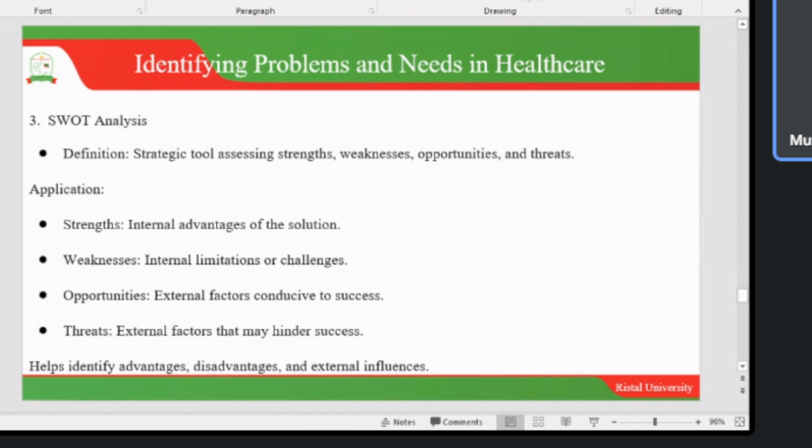So these are things that you need to look at as you identify your problem and needs in the healthcare setting, so that your idea does not meet these challenges. So it helps us to identify advantages and disadvantages, but also external influences on our desired solutions.